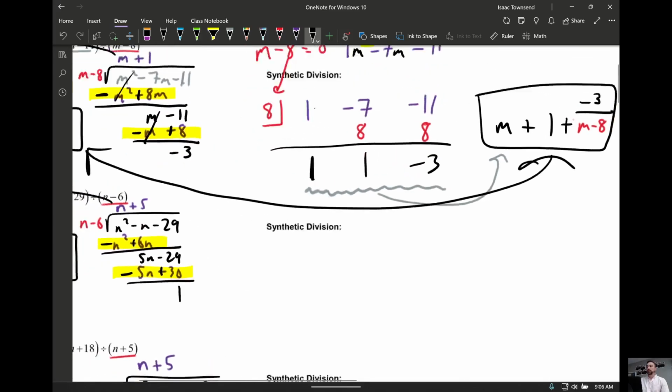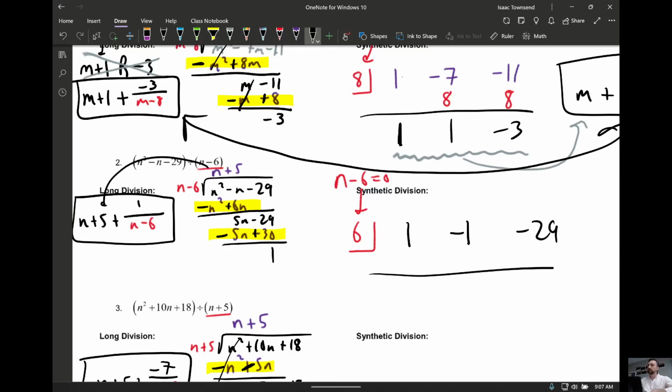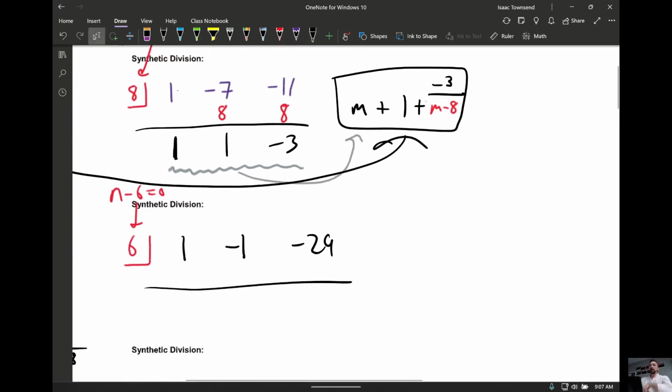Okay, let's do that again with number 2, and then I'll have you try it with number 3. So where the divisor equals 0 is the number that goes in the top left box. Then you need to list off the coefficients in order. I've got 1n squared, negative 1n, and then a constant of negative 29. All of that's for the setup. And then we add down, multiply, add down, multiply, add down, multiply, and we do that until we can't anymore.